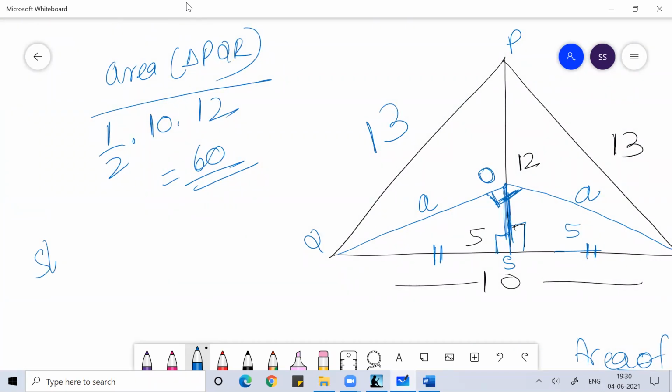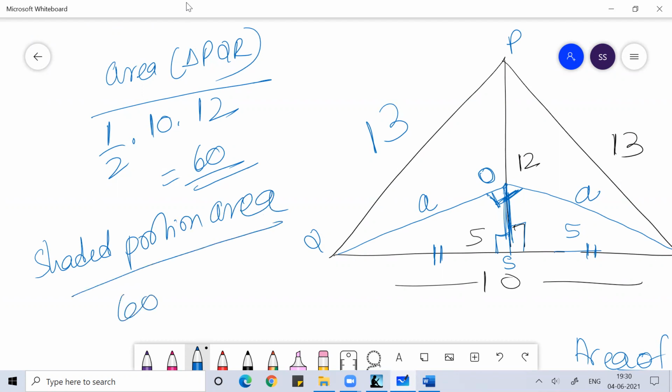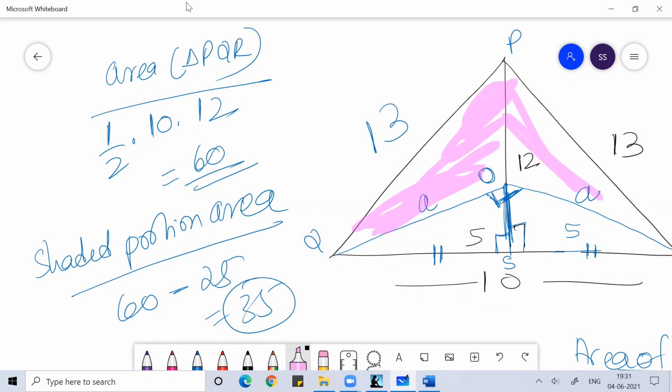So what is the shaded portion area? The shaded portion area would be 60 minus 25, that would be 35 centimeters square. So I found the shaded portion area, which they want us to find. How did we find it? We found the area of this smaller triangle QOR and subtracted it from the area of the triangle PQR.